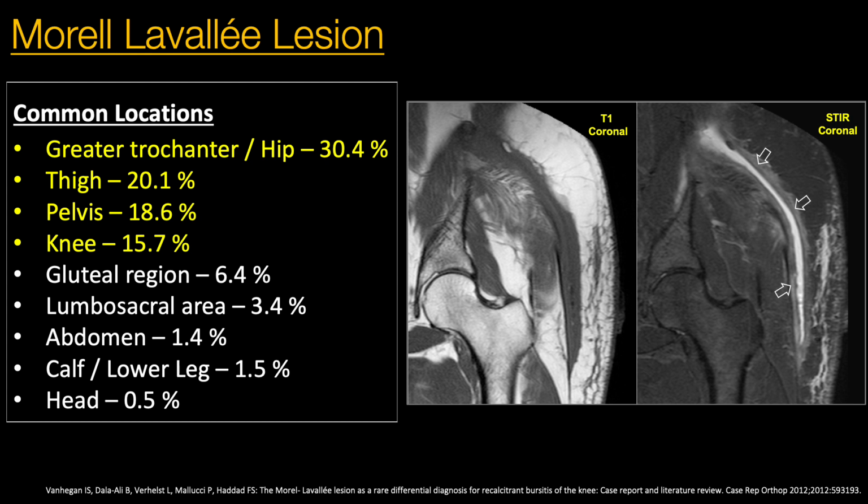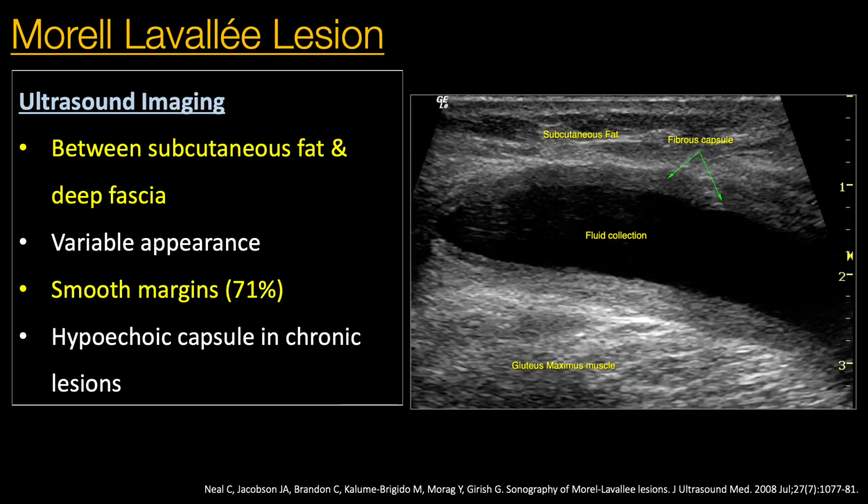So what we see over here is there's a Morel-Lavallée lesion in the gluteal region. The T2 images over here show a hyperintense collection which is bordered by a thick capsule which has been marked by arrows. Ultrasound appearance of Morel-Lavallée lesions can be quite variable depending on what stage you image the patient and what is the predominant component of the fluid.